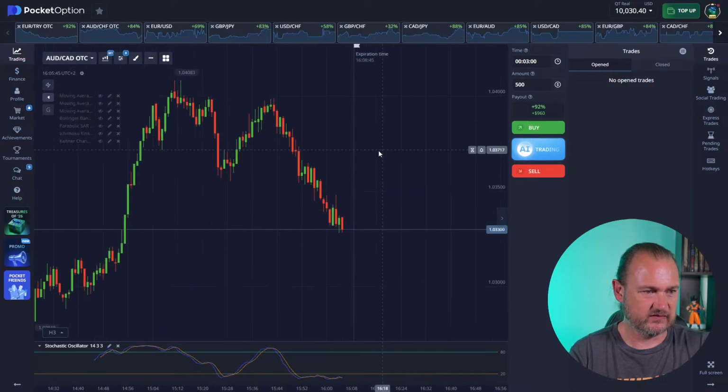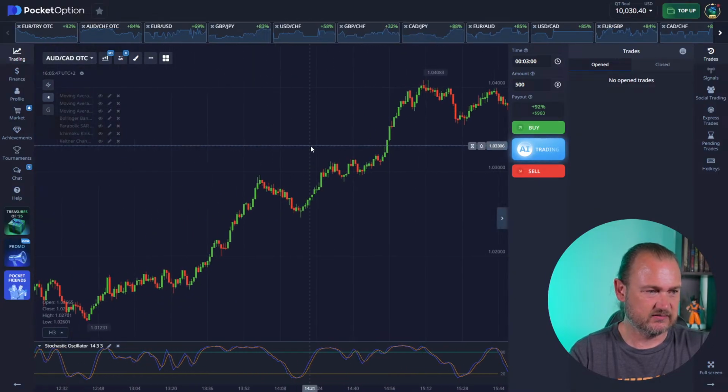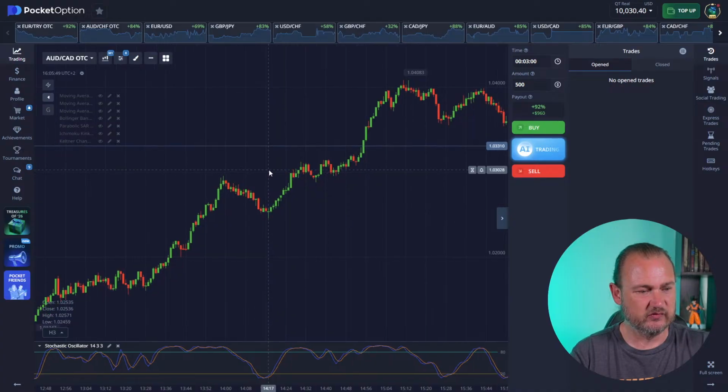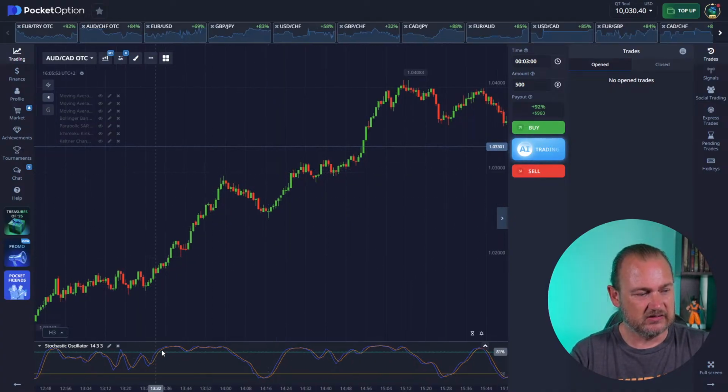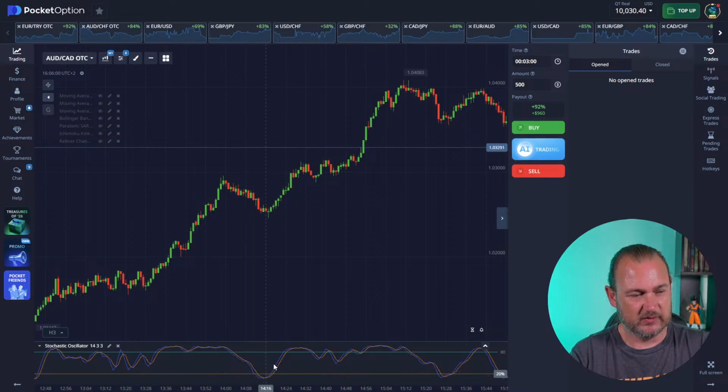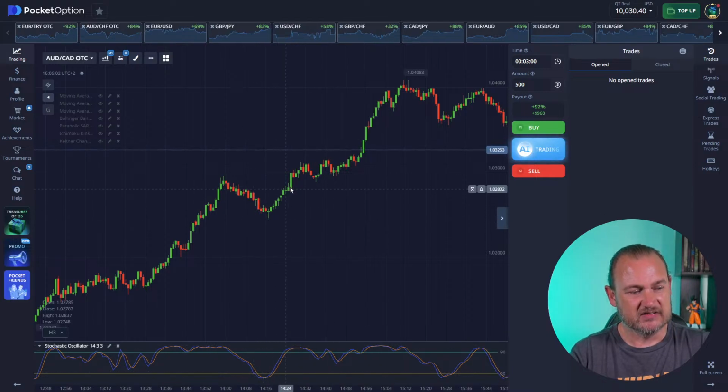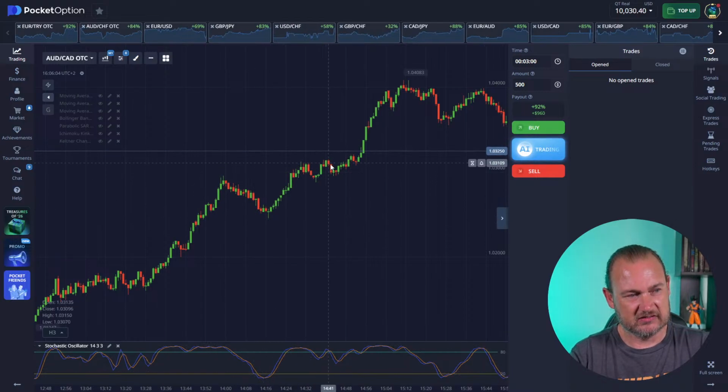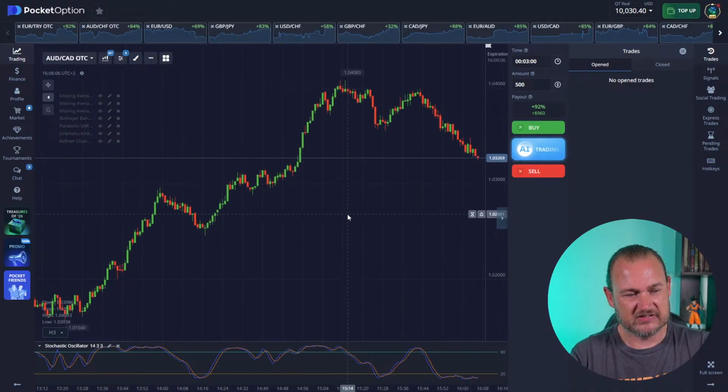Let's just see if I can find something that's a little bit, there we go. Okay, so this is a little bit more smooth. If we look at the price movement here, we can see prices going up, and that's where the stochastic went into oversold. We had this pullback here, stochastic did a pullback, went back up, went back up. So price movement is correlating with the stochastic movement.